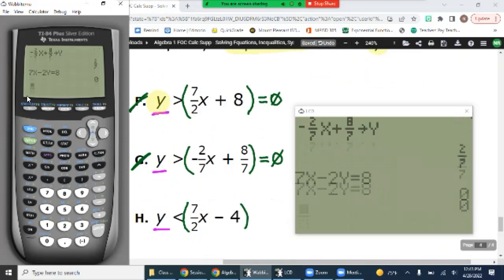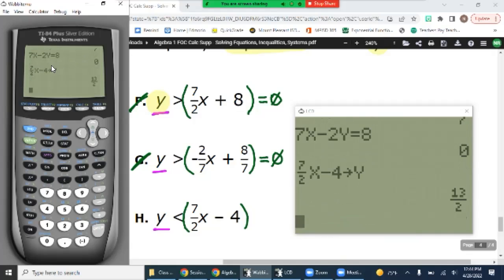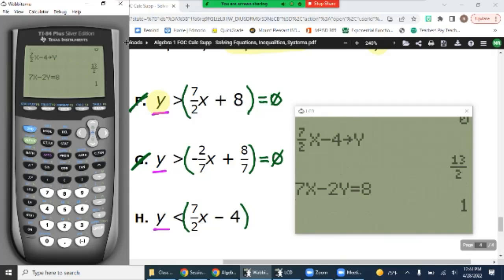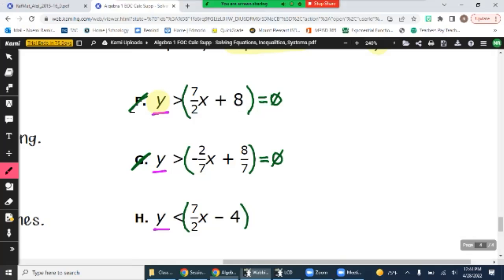Alpha y equals 7/2 x plus 4. Store that. Oh, you said minus, my bad. Minus 4. Thank you for trying to make me throw in an incorrect answer in my video. And that one gives us what? Equals 1. So our correct answer is H.